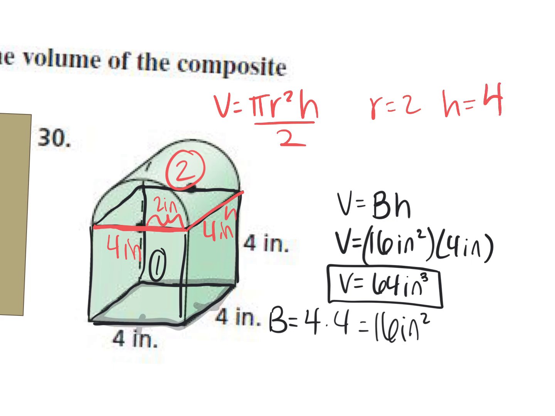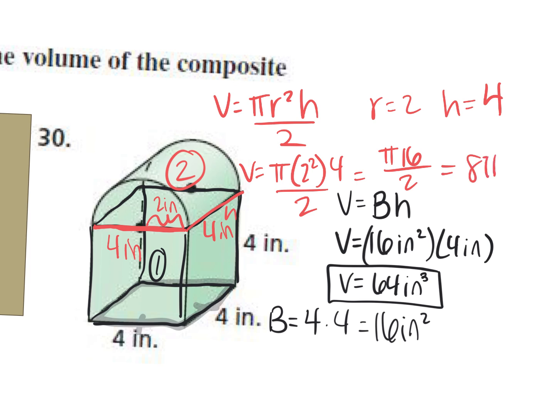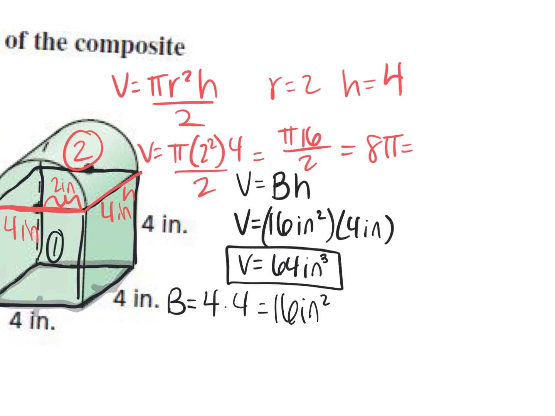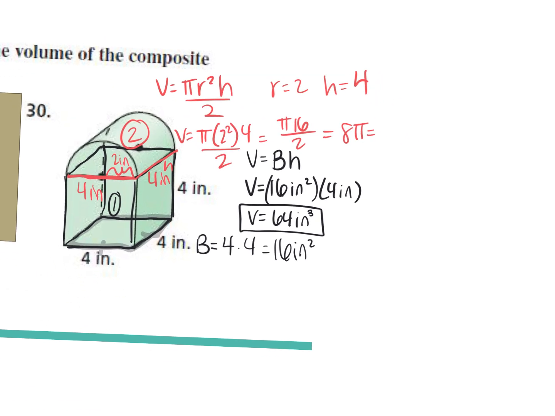Plug those in. Let's see what we get. So we get volume equals pi times radius squared times height over 2. What's 2 squared? 4, times 4 again, and then over 2. So this is going to be pi times 16 over 2, which is going to be 8 pi. And when you plug it into a calculator, I believe it's 25.1. Let's round it to the nearest tenth. Let's say it's 25.1 inches cubed.